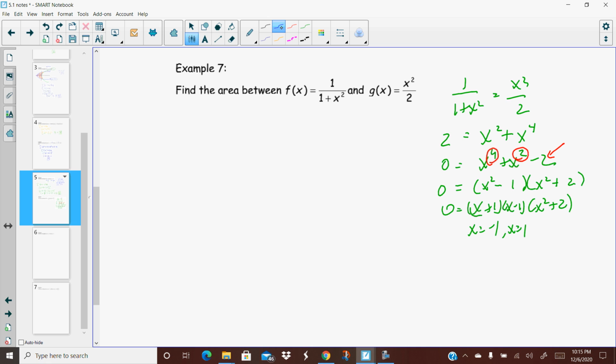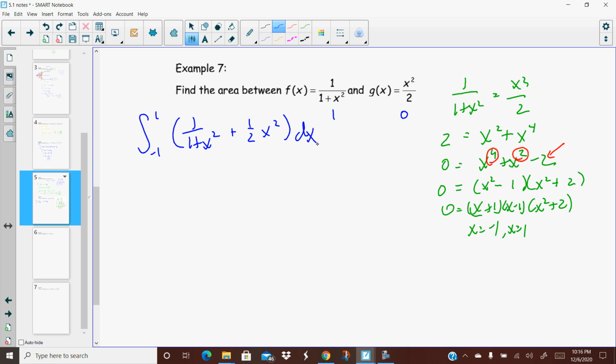So now we can go ahead and set up the integral from negative 1 to 1. Again, plug something in between those 2 bounds into both functions. If I take a 0 and plug it into both functions, f of 0 is going to be 1, g of 0 is 0. So the first one, f of x, is my greater function. 1 over 1 plus x squared plus, and you might want to rewrite x squared over 2 as 1/2 x squared just to make it easier to take your antiderivative.